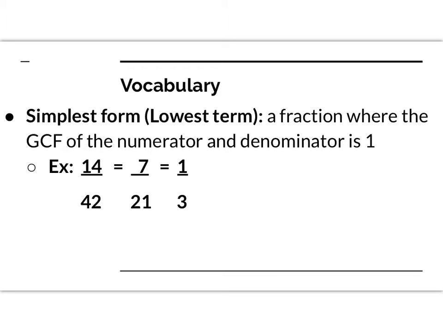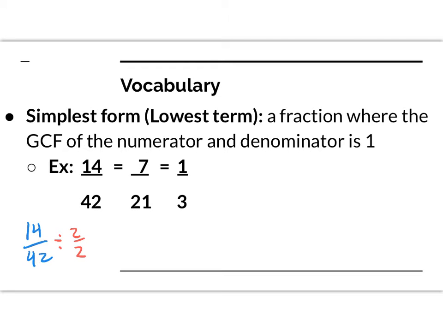These fractions may look different from each other, but they actually have the same value as a decimal. If you divide 14 divided by 42, or 7 divided by 21, or 1 divided by 3, you will come up with the same number. So how do we get from 14 over 42 down to 1/3? Well, to go from 14 to 7, we had to divide by 2 over 2.